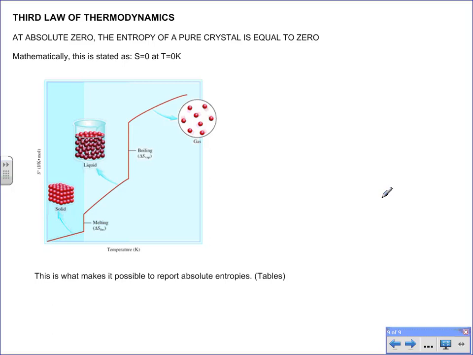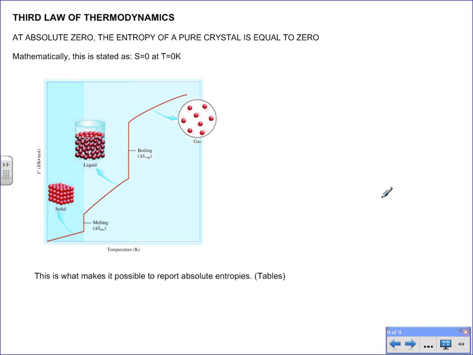Now, because of this, we have a zero point. So for H, we don't have a zero point. There's not a particular temperature where H is 0 for all systems. But for entropy, we do have this point. At 0 Kelvin, we have an entropy of 0. So it makes it possible for us to report the absolute entropies.